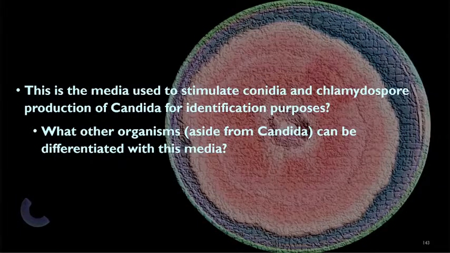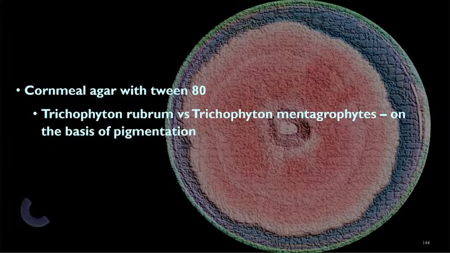What other organisms aside from Candida can be differentiated in media? We have dermatophytes like Trichophyton rubrum versus Trichophyton mentagrophytes on the basis of pigmentation. Because in cornmeal medium, Trichophyton rubrum will form red colonies. Hence the name Trichophyton rubrum. Trichophyton mentagrophytes will form blackish colonies on this particular agar.